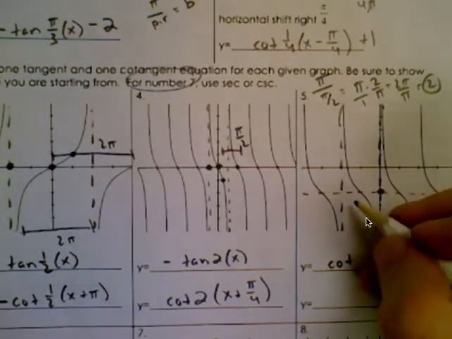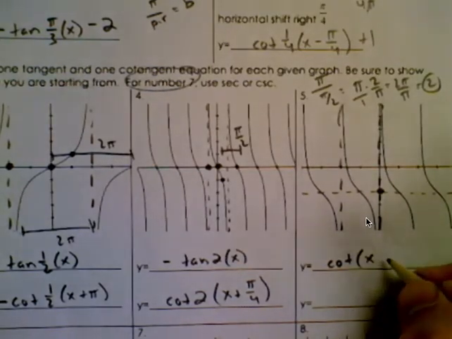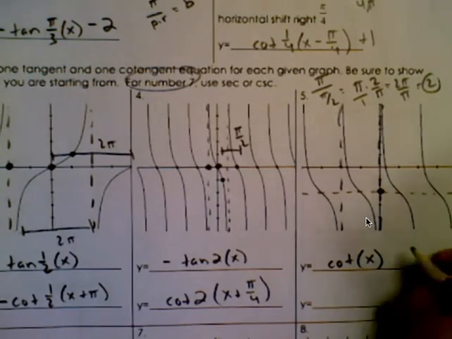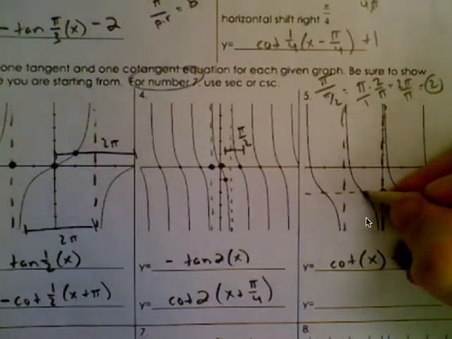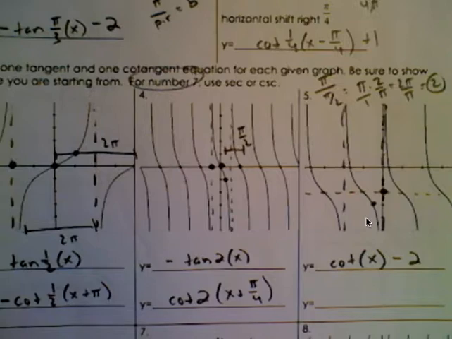The period of this graph appears to be pi, so our b value is 1. Great. So it's cotangent x. I started on the y-axis, so there's no horizontal shift. The vertical shift is down 2, though. And if we look at the graph, it looks like these tangents are going down by 1 to get to the point halfway to the asymptote. So that would be cotangent.